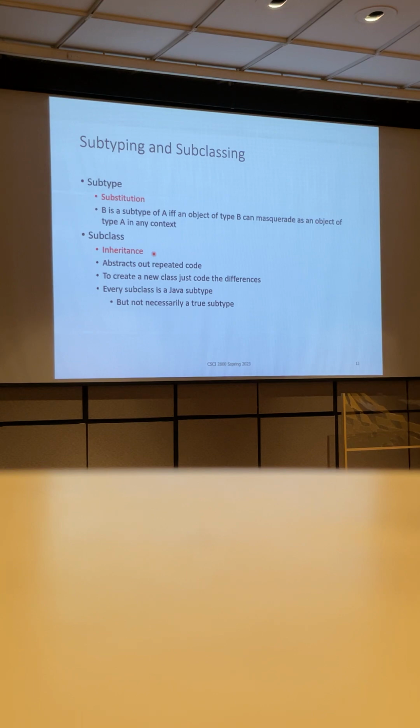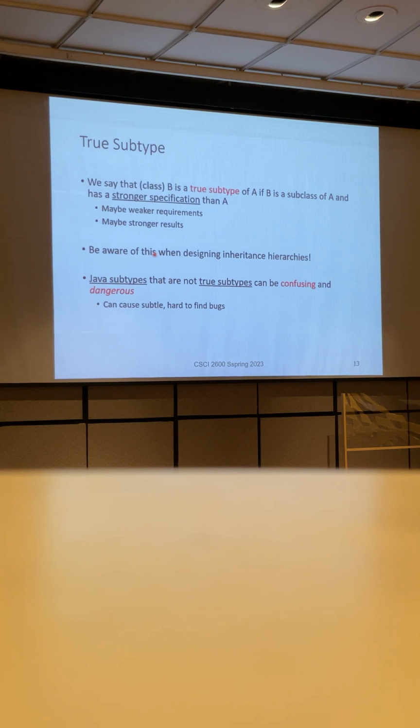So it is the mechanism by which the subclass inherits the methods from their superclass, and then has an option of replacing their implementation without changing the type specification. All right. Once again, true subtyping.